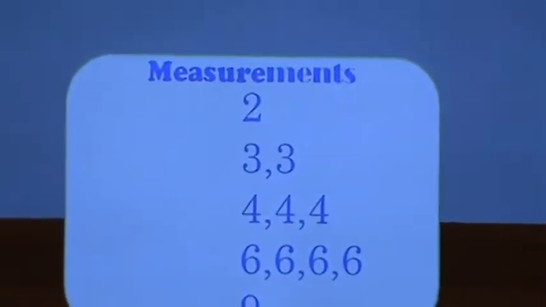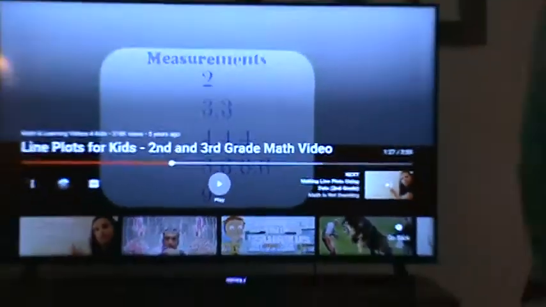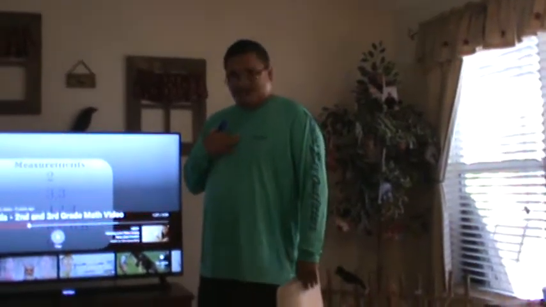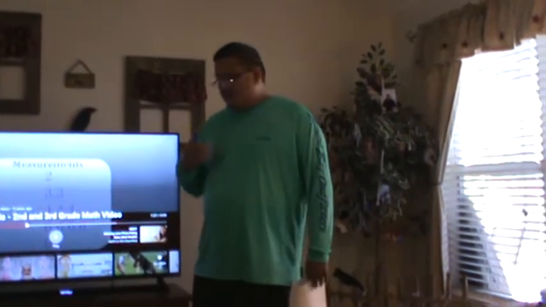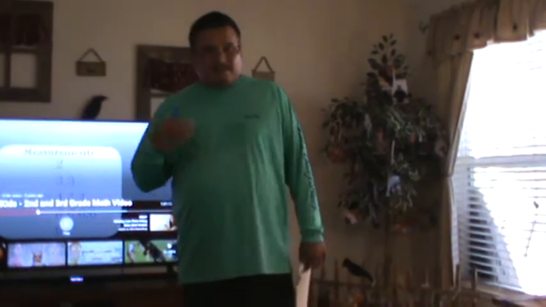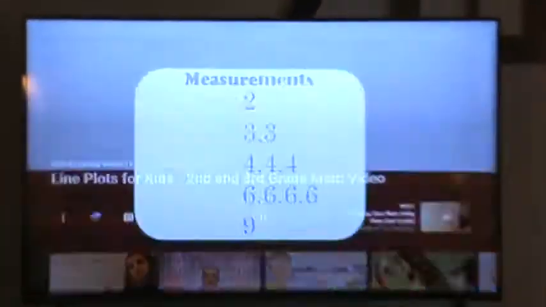I have already measured several other objects before you got here, and I have all of our measurements included on this board. So I'm going to pause the video once more. After we get done measuring all of the things that we want to measure, we're going to do the same thing as they do in the video. We're going to keep track of those measurements, because we're going to take those measurements and put them on a line plot graph. Each number is a measurement of the length of an object.